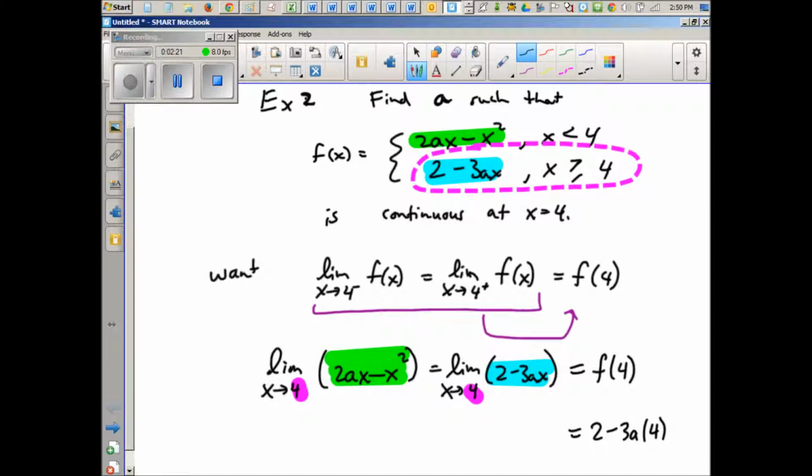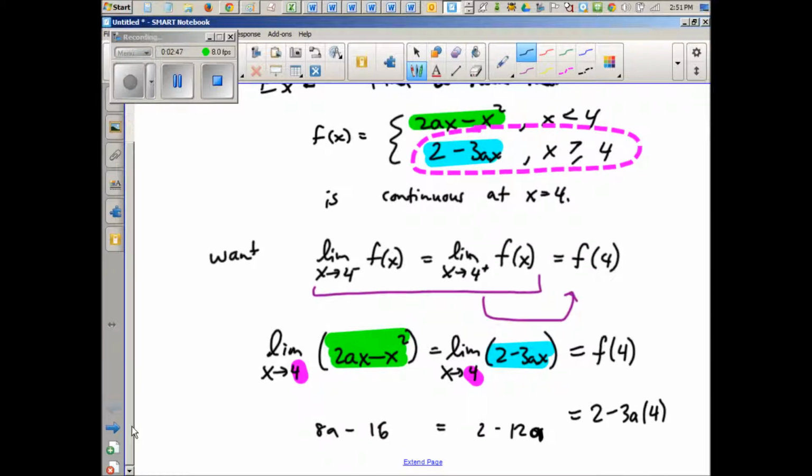Okay. Now evaluating our limits. So there's two of them. The first one can be found just by plugging in 4. So you just get 8a minus 16. And the second one also can be found by just plugging in 4. And you get 2 minus 12x, or sorry, 2 minus 12a. Remember that you actually may have to use conjugates or factoring, reducing, that sort of thing sometimes on those. But those two are pretty straightforward.